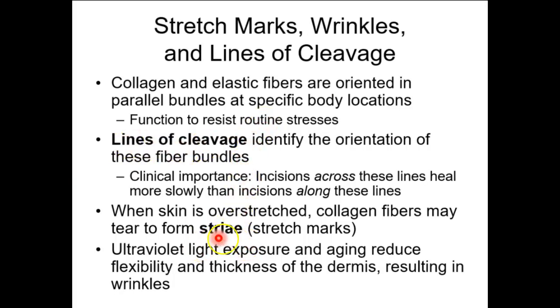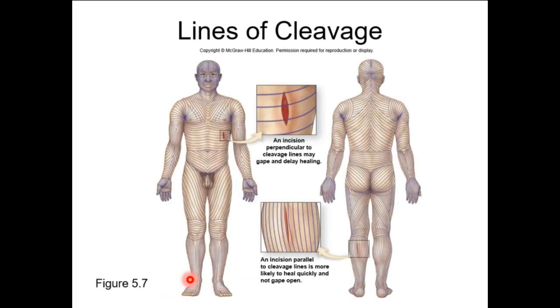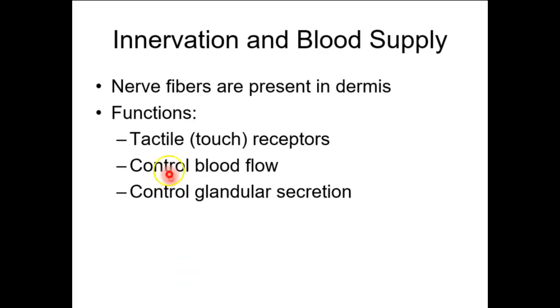A striae is a stretch mark. It means that collagen fibers have torn. And UV light radiation with age: UV radiation is going to prematurely age, and aging itself is going to reduce flexibility and thickness, resulting in wrinkles.